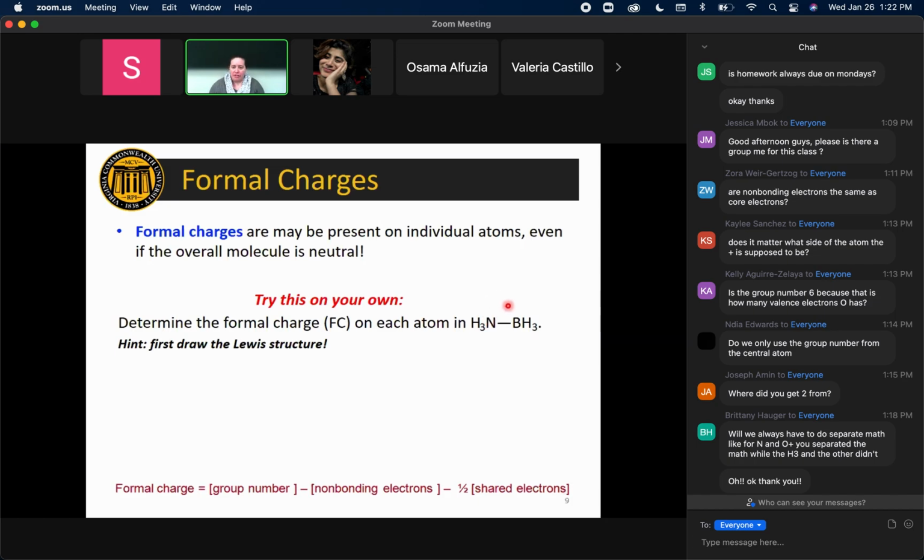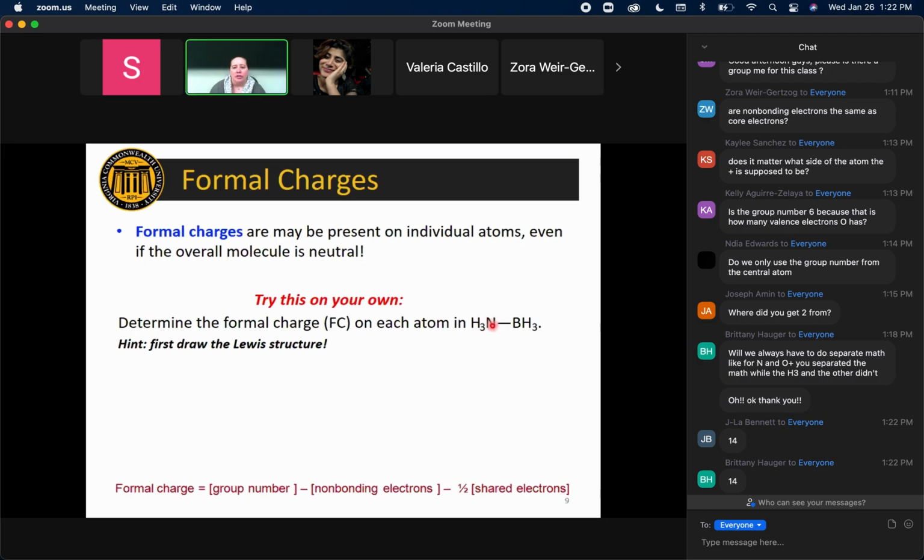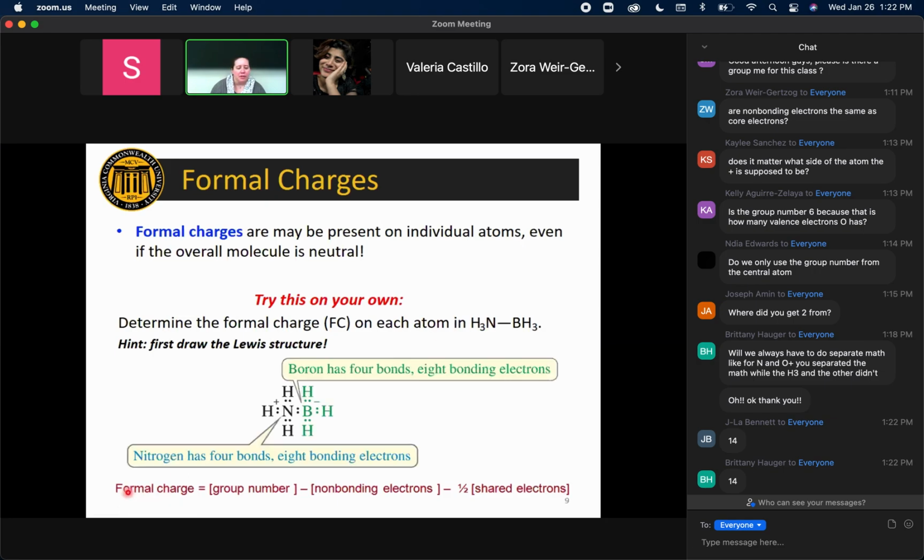14. Great, 14 is right. We've got 5 coming from nitrogen, 3 from boron, so that makes 8, and then plus another 6 from all the hydrogen atoms. So here is how you can arrange those 14 to try to satisfy the octet as much as possible. I gave you guys a hint about how to organize your atoms.